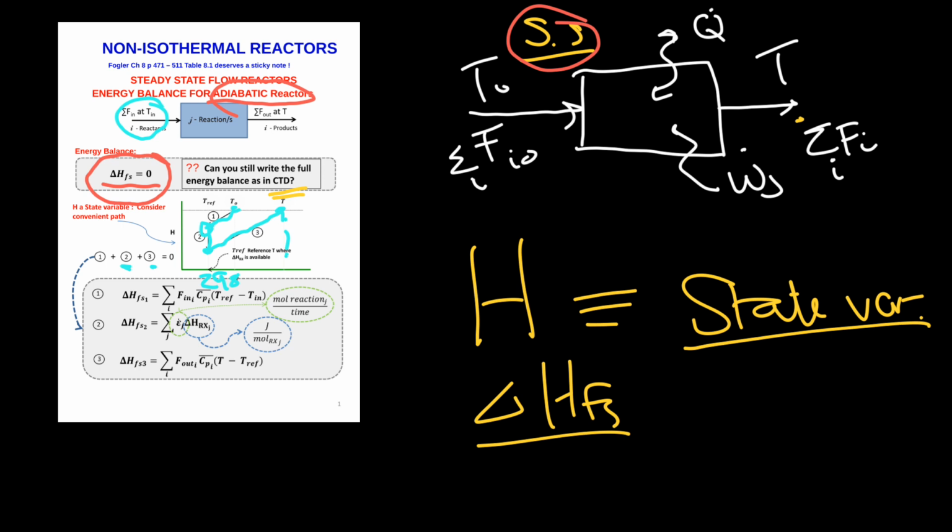And because my energy balance said that delta H of my flowing streams must be equal to naught, that implies that the starting enthalpy value and the end enthalpy value, the temperature here at the outlet, must be such that the enthalpy of the outlet stream matches the enthalpy of the inlet stream.